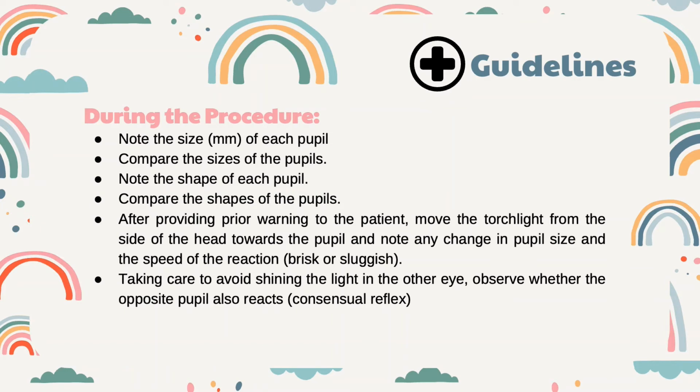Next, we have to note the shape of each pupil. Next, compare the shapes of the pupils. Then, after providing prior warnings to the patient, move the torchlight from the side of the head towards the pupil and note any change in pupil size and the speed of the reaction. Then lastly, taking care to avoid shining the light in the other eye, observe whether the opposite pupil also reacts.